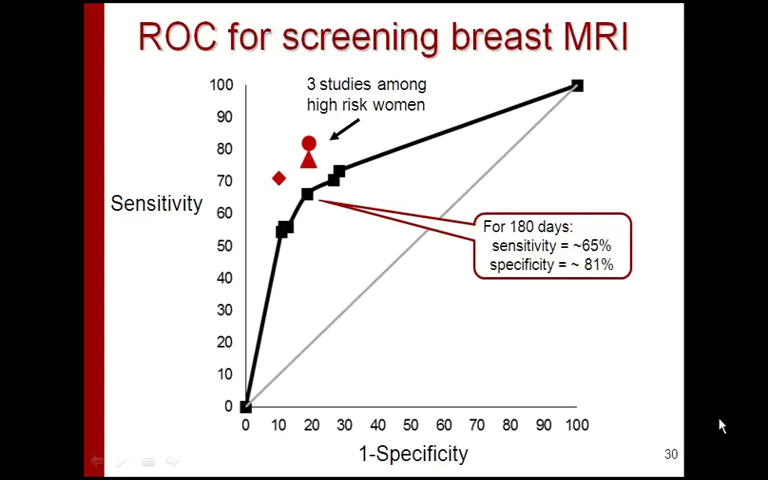There were 3 published studies that I could find that had similar estimates based on our definition of positivity, and obviously they have better performance. These are among high-risk women, and again, we have a different risk pool here. So I actually didn't think we were that bad. I expected way worse.